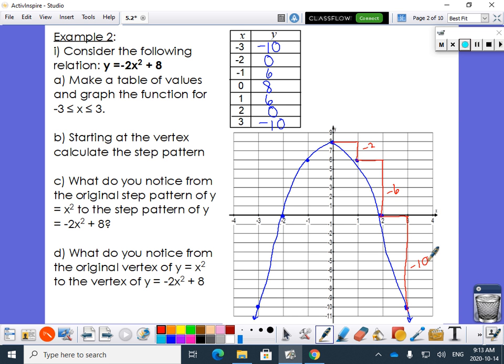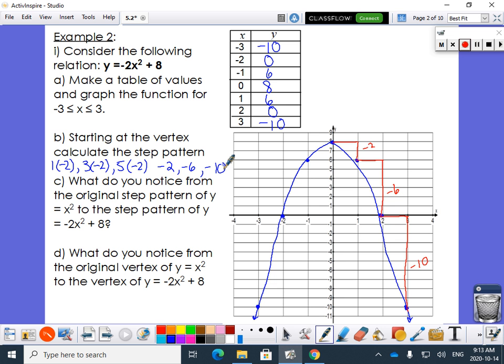Now, we did that by just looking at the graph. What if we were to actually use our 1a, 3a, 5a? So 1, what's my a value? So 1 times negative 2, 3 times negative 2, 5 times negative 2, we get negative 2, negative 6, negative 10. Okay, we're okay with that?